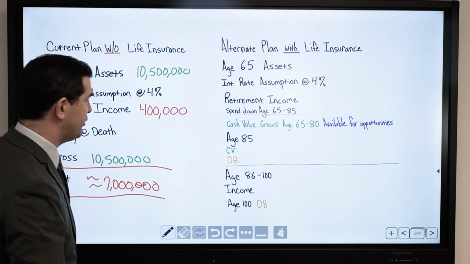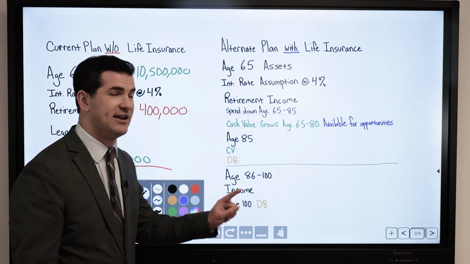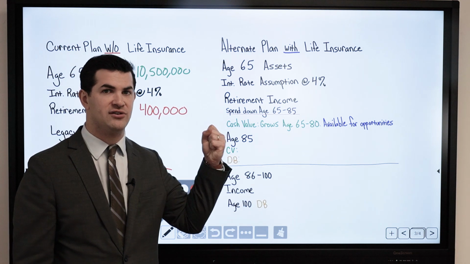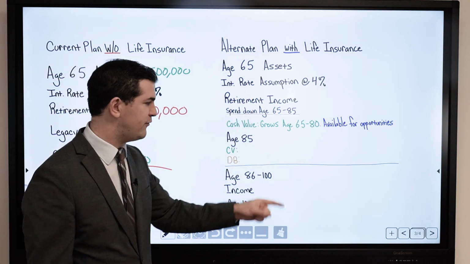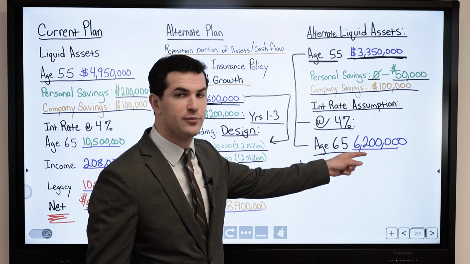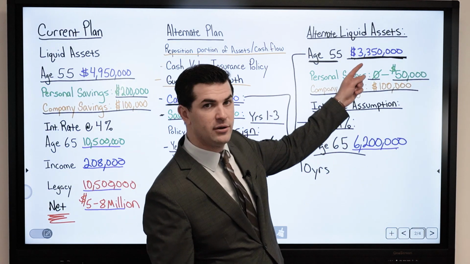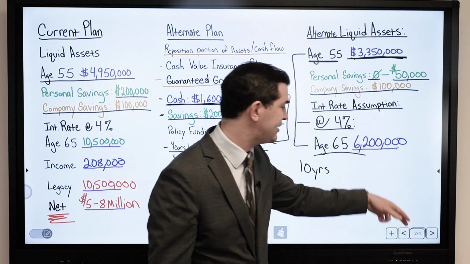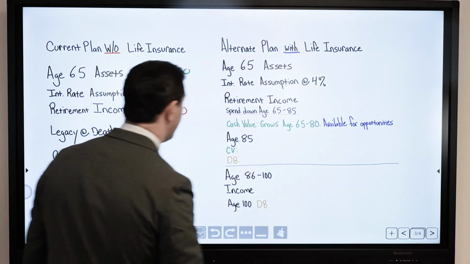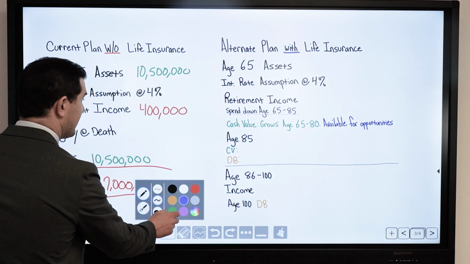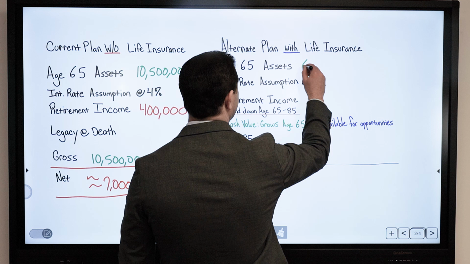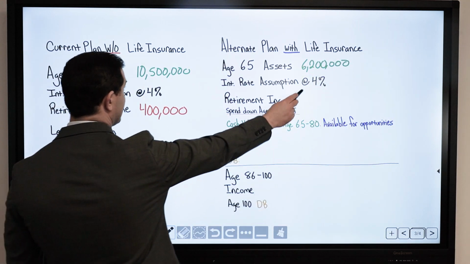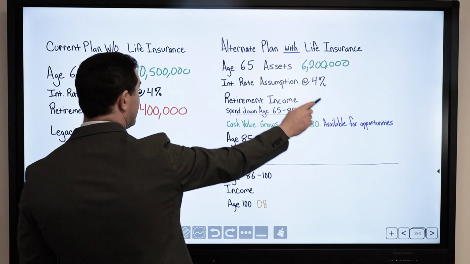Now with the alternate plan, what were his other assets, excluding the cash value, and in both examples, excluding the real estate? Remember what that number was? If we go back, $6.2 million. That assumed the tax deferred and taxable accounts growing over time with a $100,000 per year contribution, which are his company contributions. So what we've got here, $6.2 million in liquid assets. Same interest rate assumption, 4%.